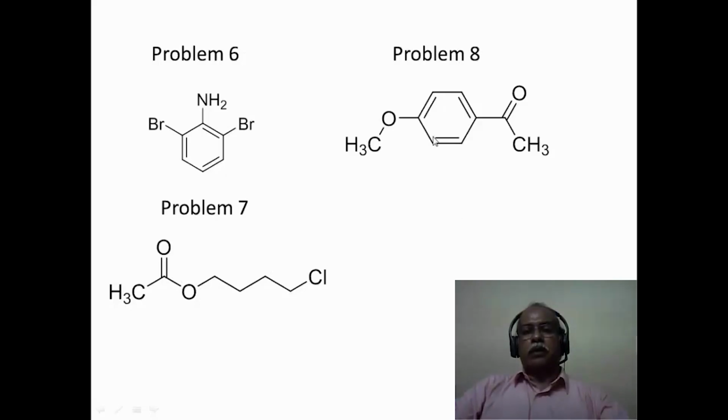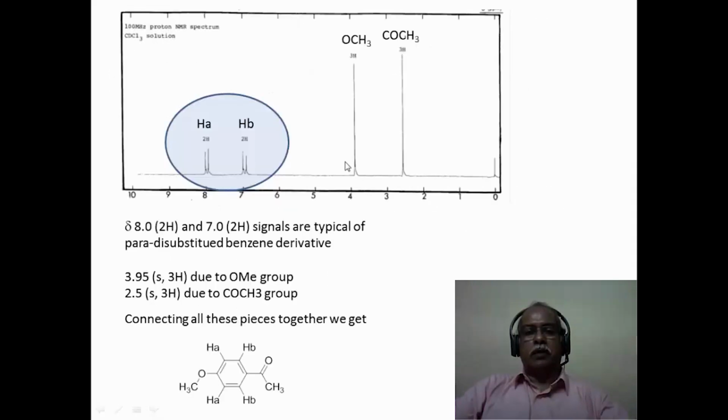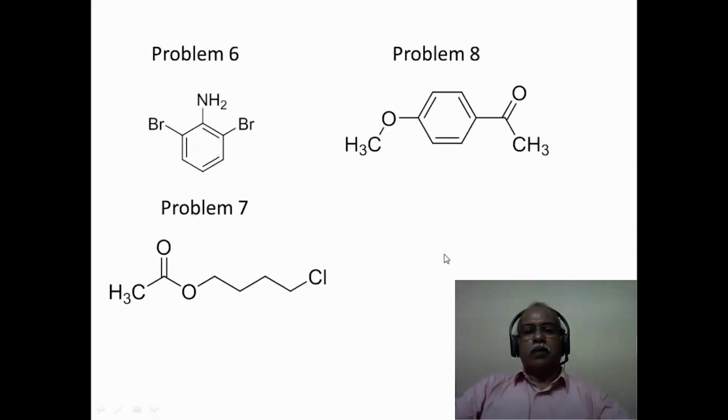Finally, an aromatic compound which is a para-disubstituted derivative with a nice para-disubstitution pattern, which is this particular pattern, is seen, and the three compounds have been elucidated, their structures having been elucidated from the spectroscopic data that is provided.